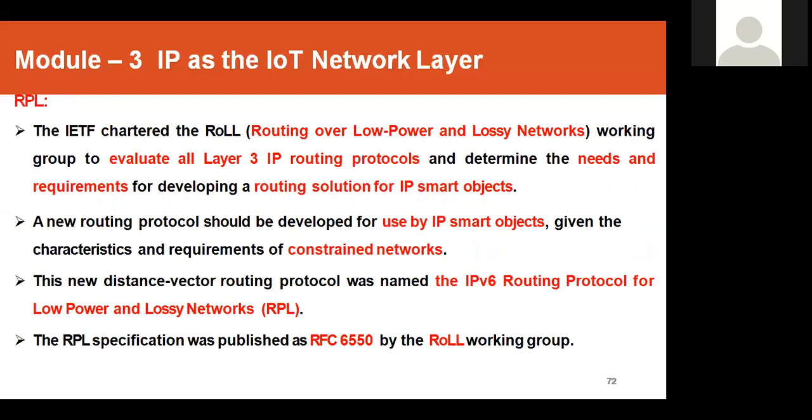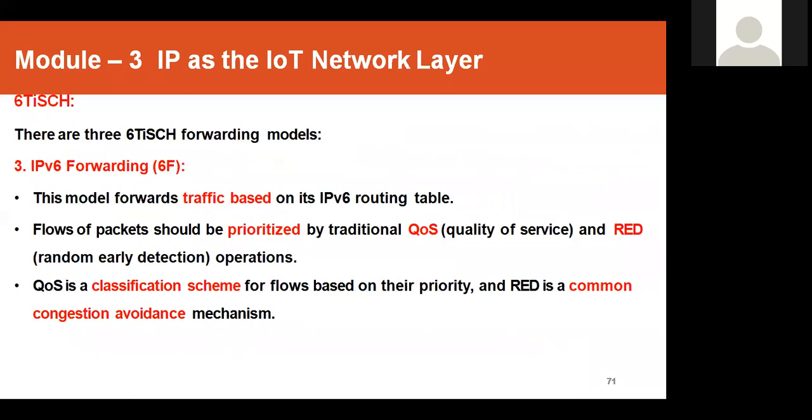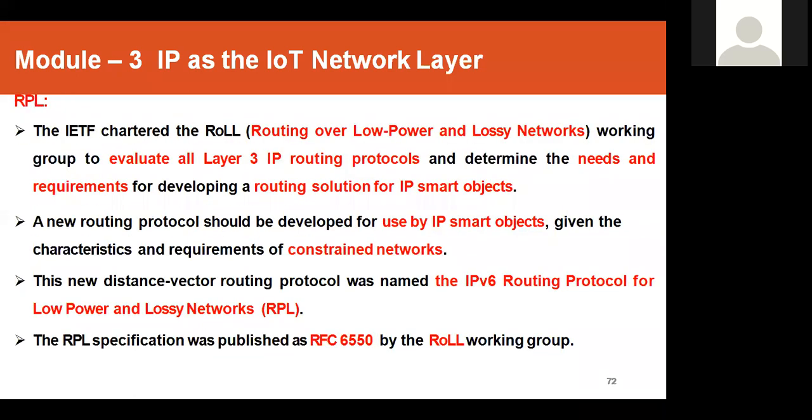As this word was already in the last slide, RPL, routing over low power and lossy networks. It's another group again, just like what we discussed previously, like 6LoWPAN, and the group we discussed in TSCH. Like that, here we have one more protocol called RPL. This can be used to transmit data again. This group is used to evaluate all layer 3 IP routing protocols and determine the needs and requirements for developing routing solutions for IP smart objects. So when you use a larger number of smart objects, you want to give a path for them, and then we need to develop some new routing protocol.